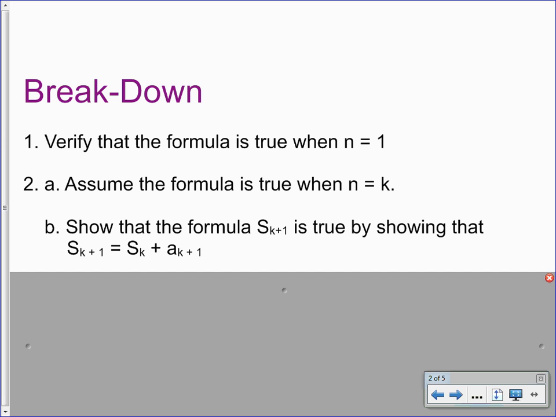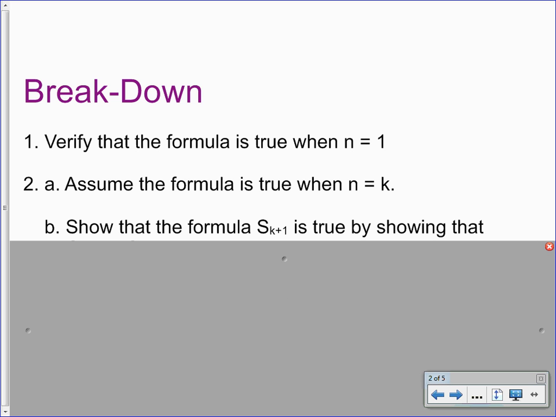Okay? So then, we're going to show that the formula S sub k plus 1 is true. And when we say it's true, that's where the P sub k plus 1 is coming in. Okay, that work that we did yesterday. So we're going to show that the sum of the k plus 1 number of terms is true.